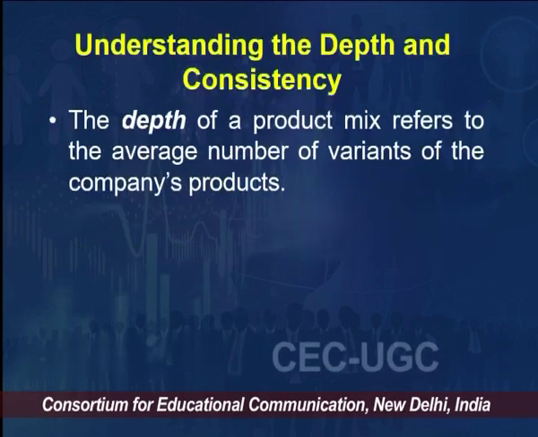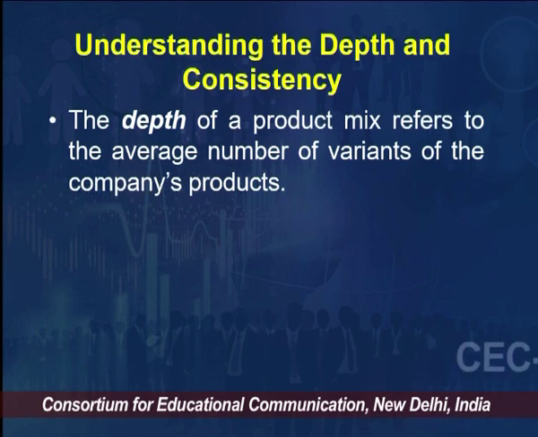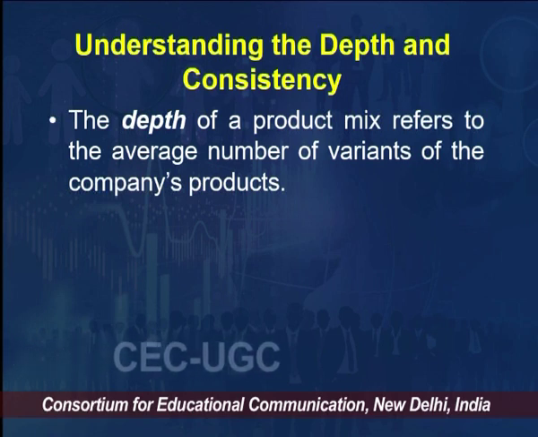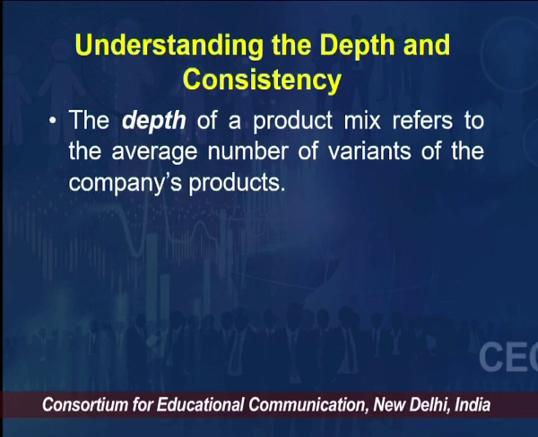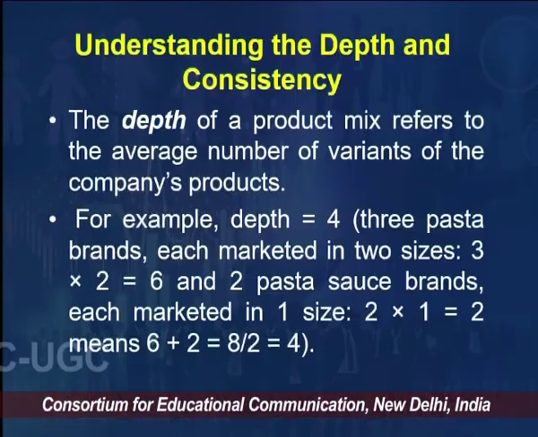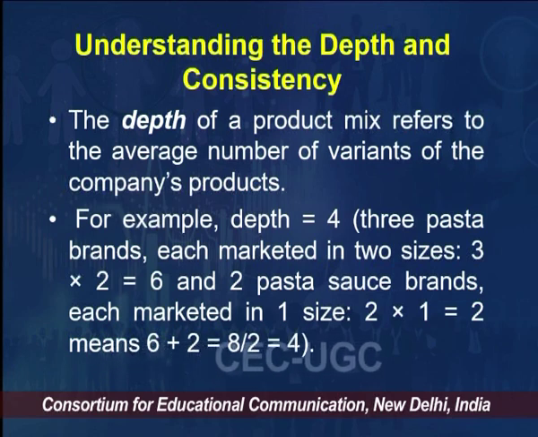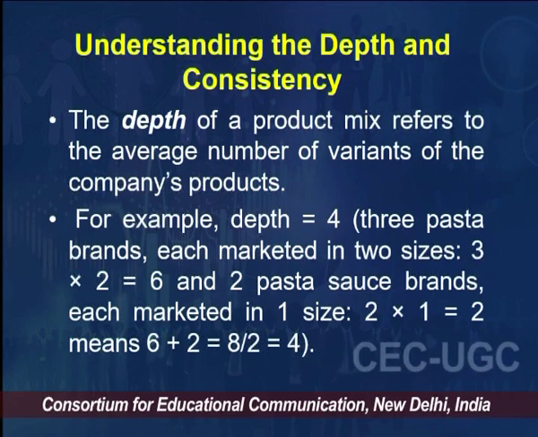After understanding the length, we have to understand the depth and consistency of a product mix. The depth of a product mix refers to the average number of variants of the company's products. So we are making use of an average here. If I have to exemplify, for instance, I take 3 pasta brands and each brand is marketed in 2 sizes. So 3 brands into 2 sizes becomes 6.